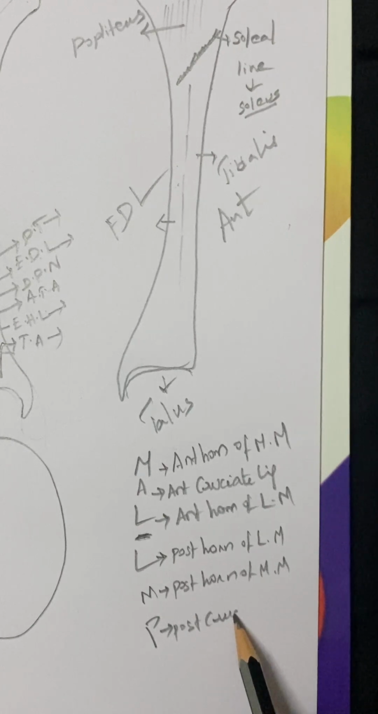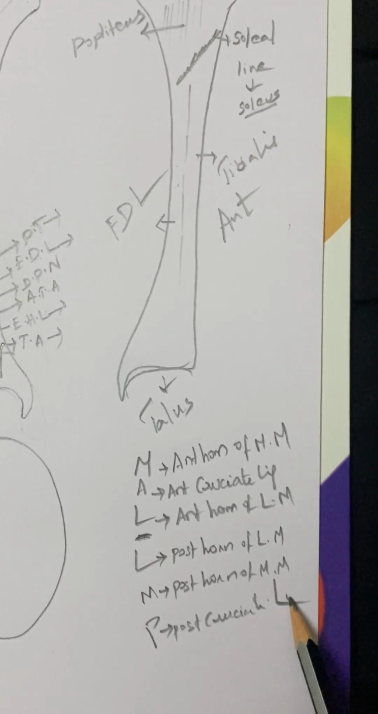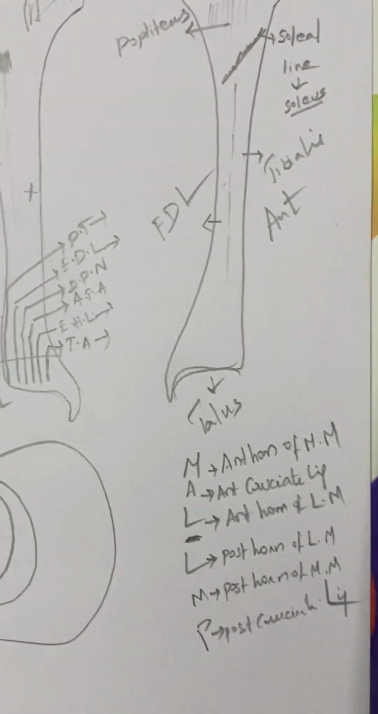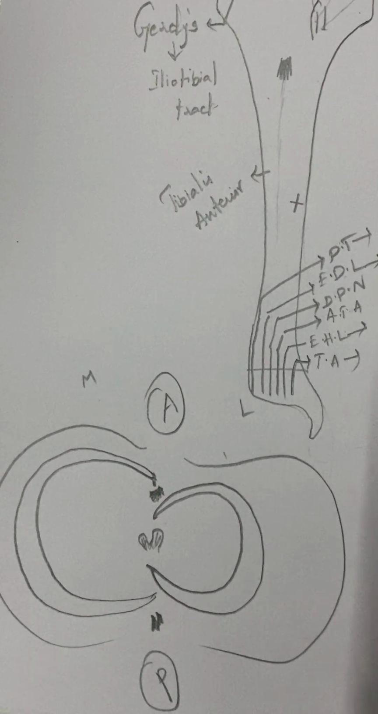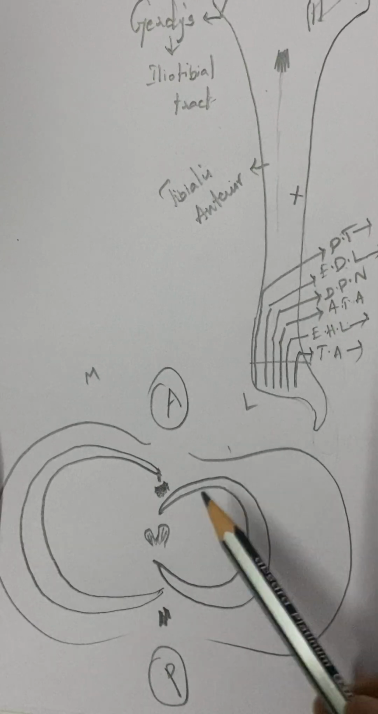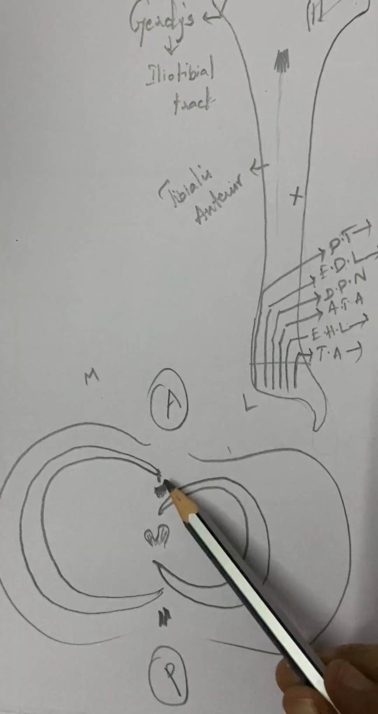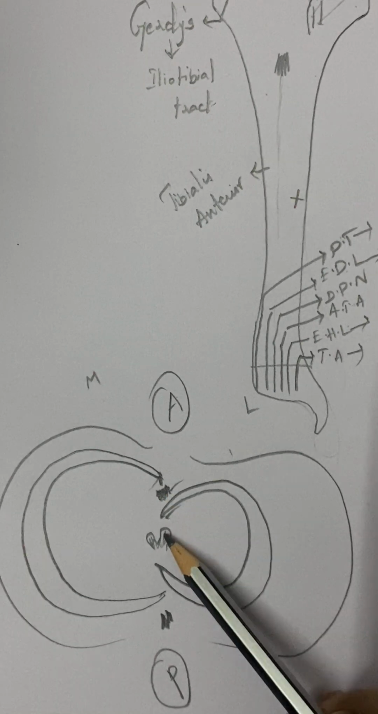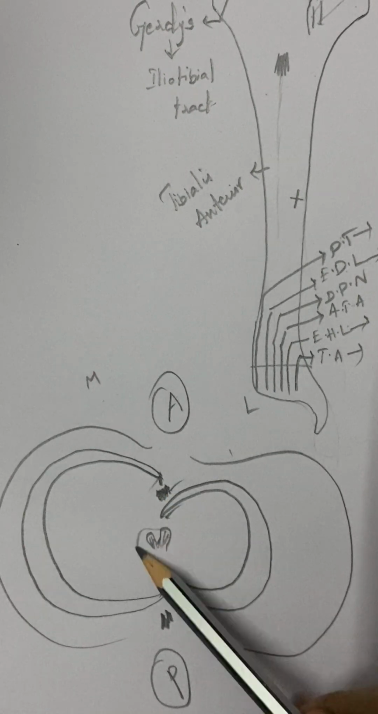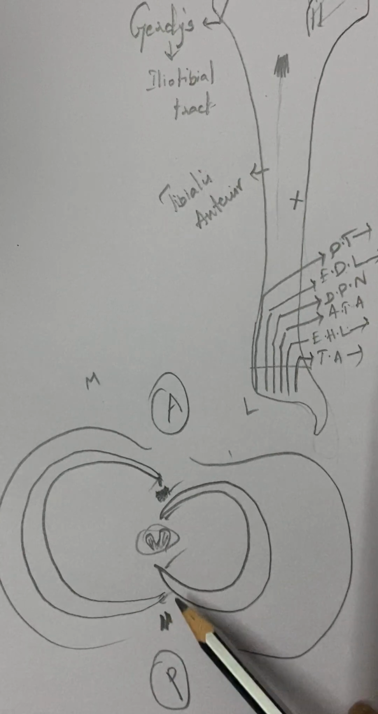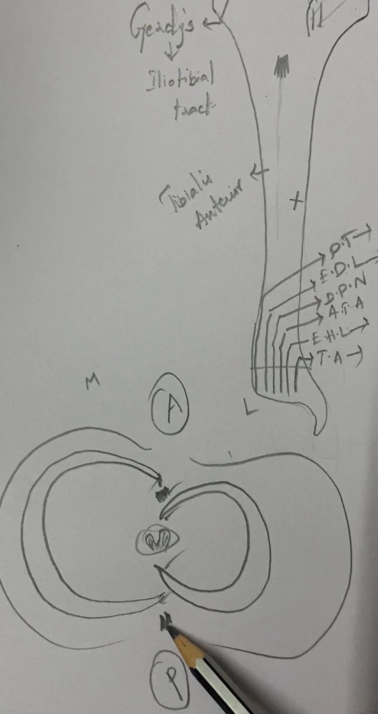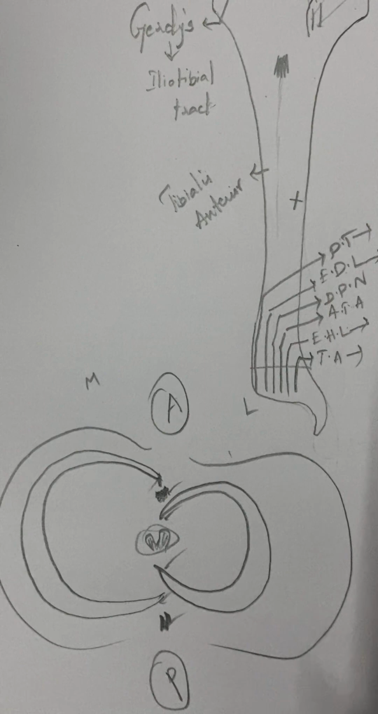Anteriorly, the cruciate ligament is between two meniscus. Posteriorly, cruciate ligament is behind the two meniscus. Here we can see again from anterior to posterior, anterior horn of medial meniscus, anterior cruciate ligament, anterior horn of lateral meniscus, behind the intercondylar eminence, posterior horn of lateral meniscus, posterior horn of medial meniscus and posterior cruciate ligament. So these are the structures in the intercondylar area of tibia from anterior to posterior.